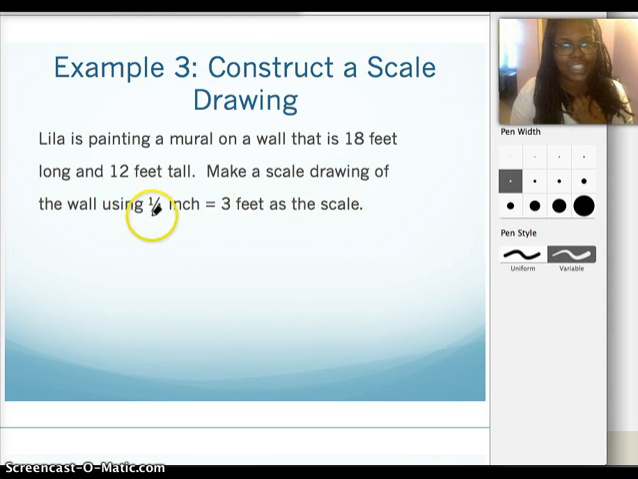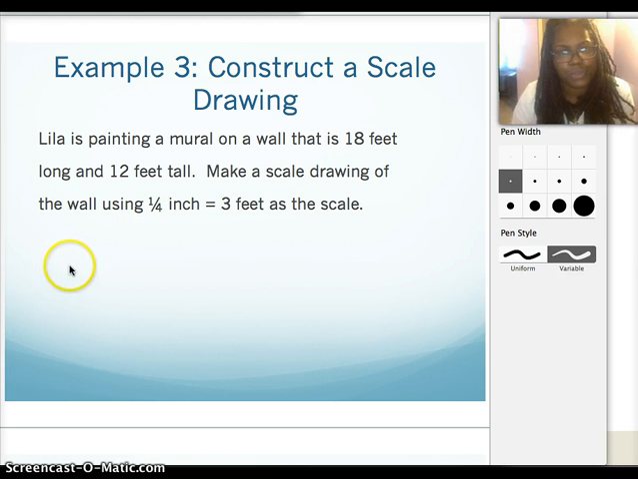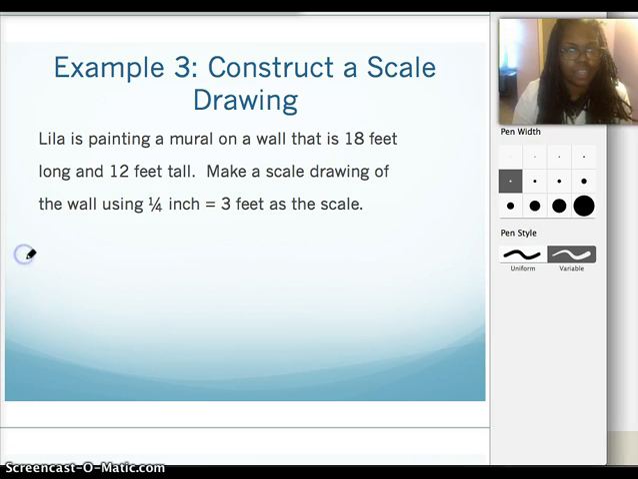So what I'd like to do first is do a little bit of calculations. And those calculations will deal with translating the actual picture into the scale that I'm looking for. So you know that the model that we're going to draw, the model drawing, is going to be compared to the actual, right?